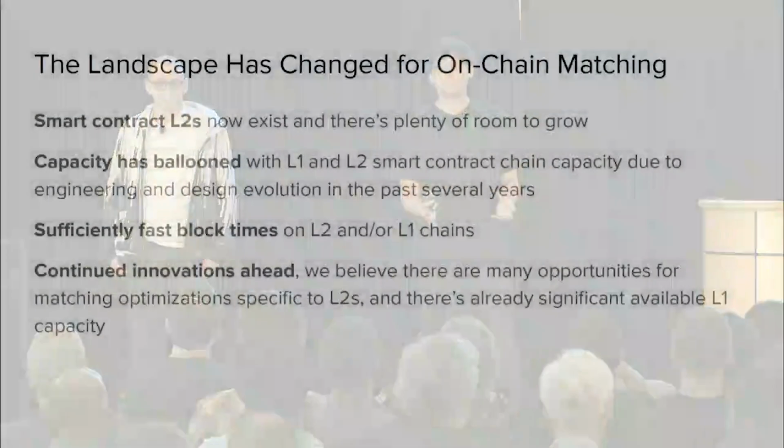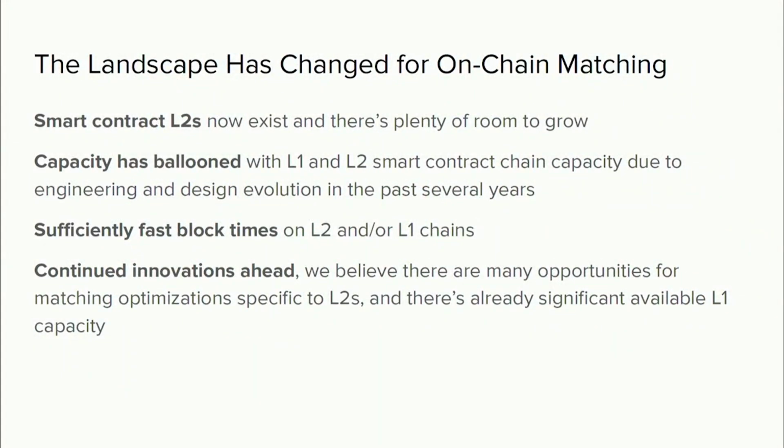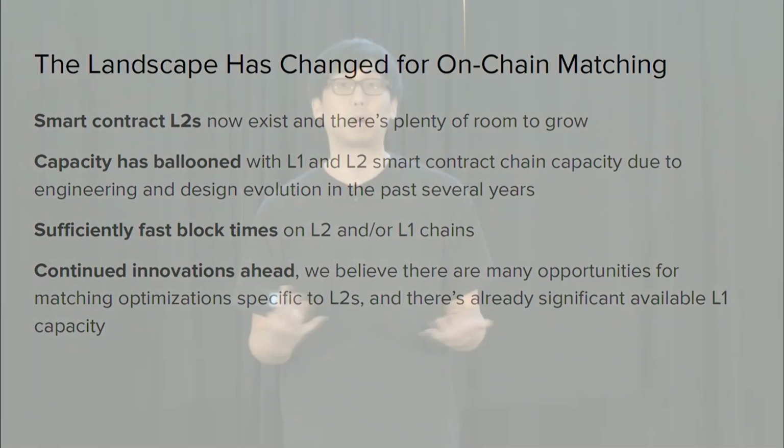But we think there's an opportunity here. I think the landscape has changed for on-chain matching. We now have smart contract L2s where we didn't before. Capacity has ballooned. There are so many L1s and L2s where we're only using maybe 1% of the available capacity, maybe less. And with more engineering, more work that many of us in this audience are participating in, I think capacity is going to increase even more with roll-ups and ZK constructions in the future. And I think we have sufficiently fast block times to start working on matching engines. There are a lot of cool continued innovations ahead.